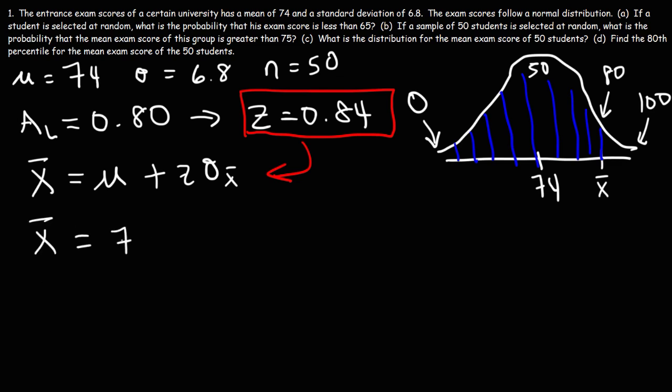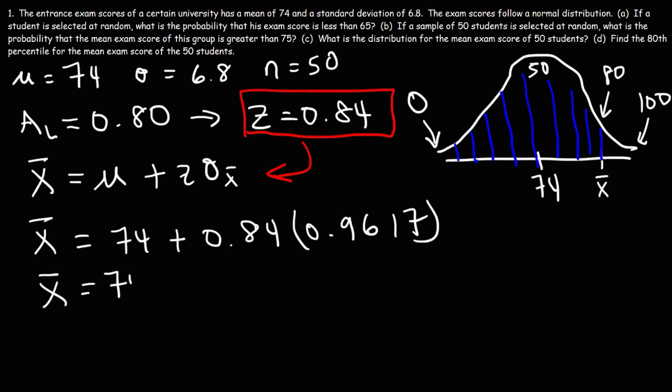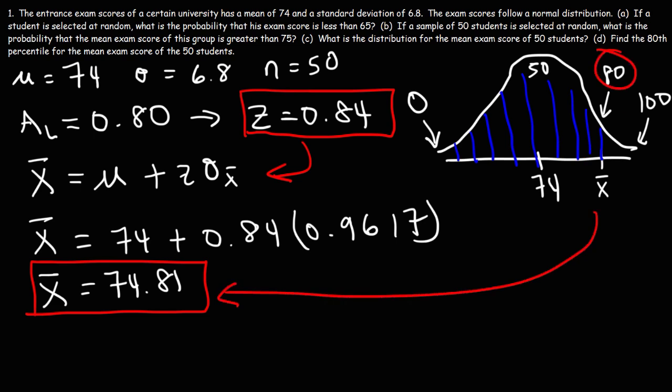And so the mean is 74, the z value is 0.84, and the standard error, which was 6.8 divided by the square root of 50, is 0.9617. So this gives us a rounded answer of 74.81. So this is the mean exam score that corresponds to the 80th percentile.